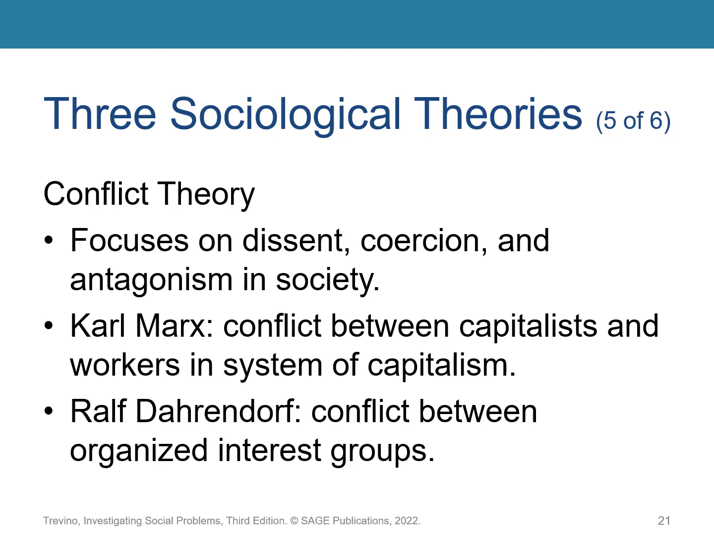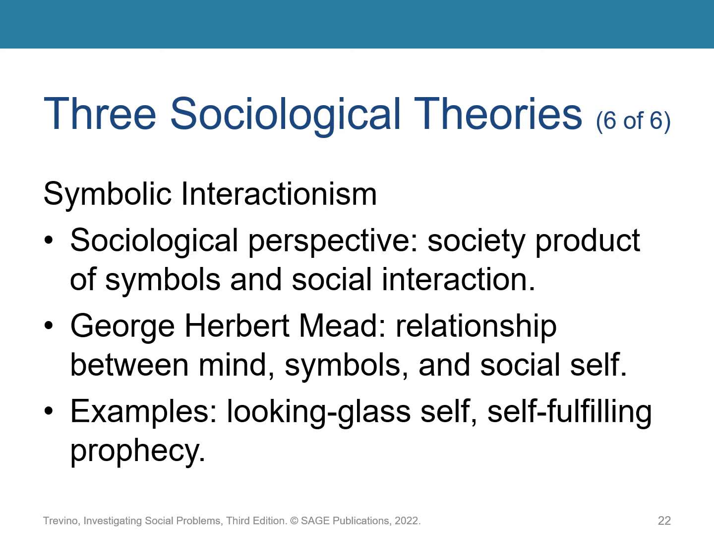Karl Marx talks about a conflict between capitalists and workers and systems of capitalism. Very interesting, his perspective. And then you have Ralf Dahrendorf, who talks about conflicts between organized interest groups. As you can see, these are large-scale topics that these theorists are talking about in these conflict theories. Symbolic interactionism is another sociological perspective.